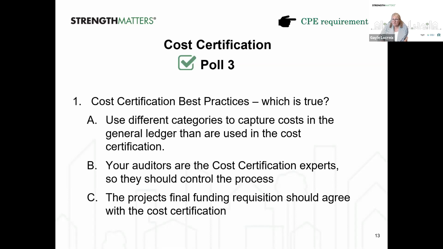I appreciate that. So I think we're sharing here, and I think C is probably the best answer here, that the final funding requisition should agree with the cost cert at the time that cost cert is issued. Generally speaking, we try to make sure that the ledger categories are the same as what is used in the cost cert. We try to, it doesn't always quite match up, which is another reason you want to make sure your funding requisition reconciles to the cost cert, but hopefully they're the same. So C is probably the best answer, but I can see where the first answer would be appropriate under some circumstances as well.